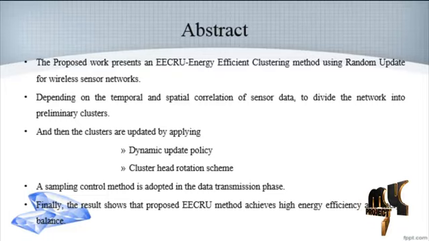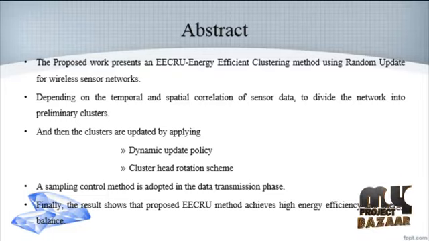The larger the change rate of sensor data in a cluster, the higher the update frequency. So a sensor node that has a high data frequency is more likely to be selected as the head of its cluster. In the data transmission phase, a sampling rate control method is adopted to improve the efficiency of data sampling. The experimental results indicate the proposed energy efficient clustering method using the random update method achieves high energy efficiency and energy balance.